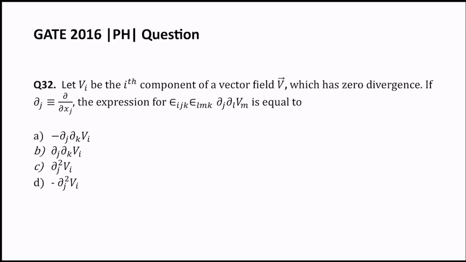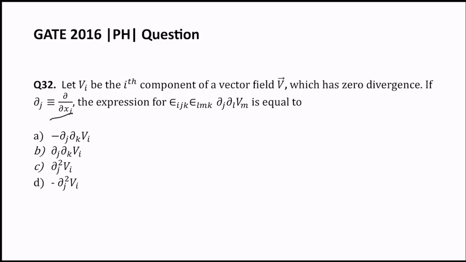Hello, in this video we are going to solve question number 32 of the GATE 2016 physics paper. The question is, let Vi be the ith component of a vector field V which has zero divergence, and if in tensor notation the derivative is given by this expression, then what is the expression for epsilon ijk, epsilon lmk, del j, del l, vm? So, in the question we have been asked to find this expression.